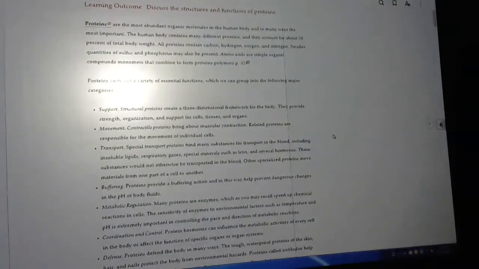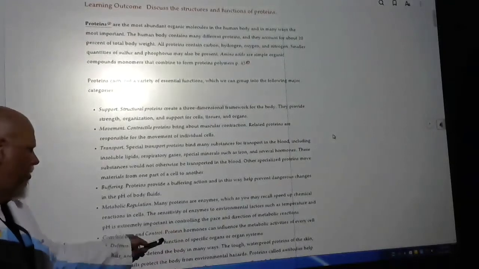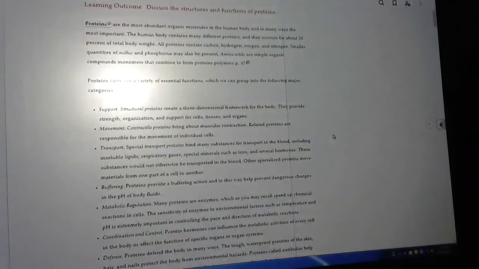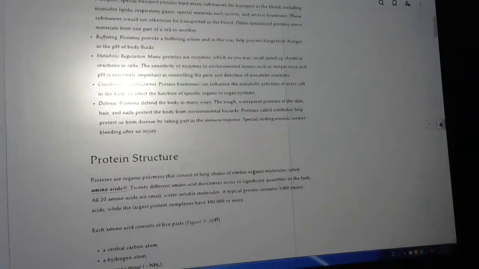Metabolic regulation, many proteins are enzymes, which we talked about, right? Enzymes are a very specific shape. So the most important thing about proteins is its shape. Coordination and control, protein hormones, remember this is part of the endocrine system for long-term regulation, right? Defense proteins, this is our immune system. We have tough, waterproof proteins of the skin, hair, nails, protect the body from environmental hazards, immune response. Clotting proteins restrict bleeding after injury.